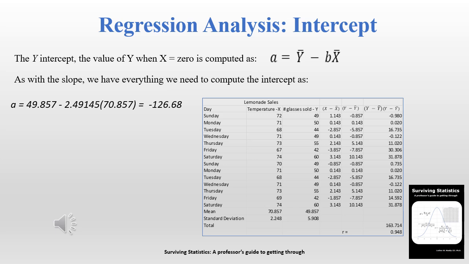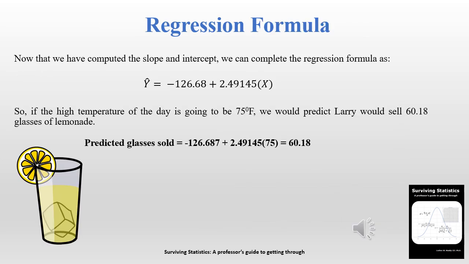-126.68. Now that we have completed both the intercept and the slope, we have a completed regression equation. The regression equation is the predicted value of y equals negative 126.68 plus 2.49145 times the value of x. So if the high temperature of the day is going to be 75, we could predict that Larry would sell 60.18 glasses of lemonade.